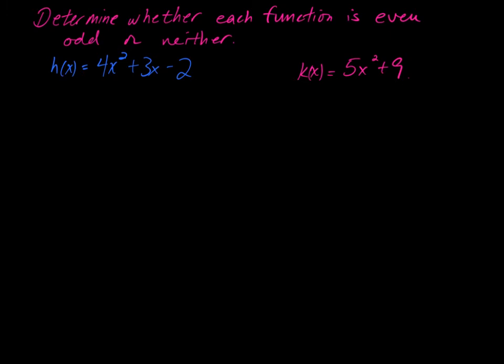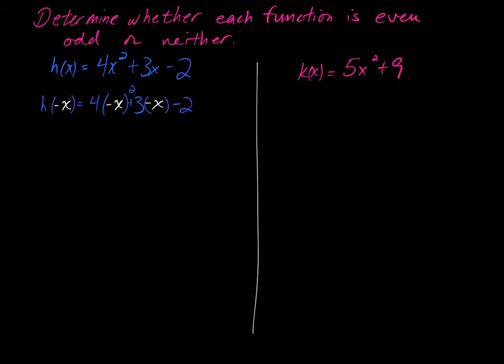On this next slide, you can see we have two more functions to look at. We'll start on the left. h of x equals 4x squared plus 3x minus 2. So again, you will replace the x with negative x. So there will be a negative x and another negative x. So this is h of negative x equals 4 times negative x squared plus 3 times negative x minus 2.